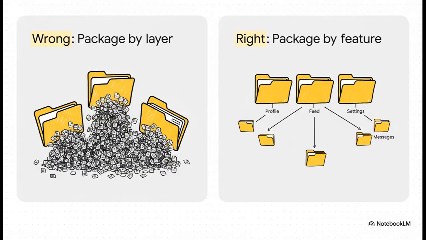And our third and final pitfall, the package structure. This one might seem small, but it has huge consequences as your app grows. The wrong way, which you see on the left, is to package by layer. So you have one giant data folder, one giant domain folder. Trust me, this becomes an unmanageable mess very quickly. The right way is to package by feature. You have a folder for profile, one for the feed, one for auth, and so on. Then, inside each of those feature folders, you have your layers. This keeps everything organized and scales so much better.